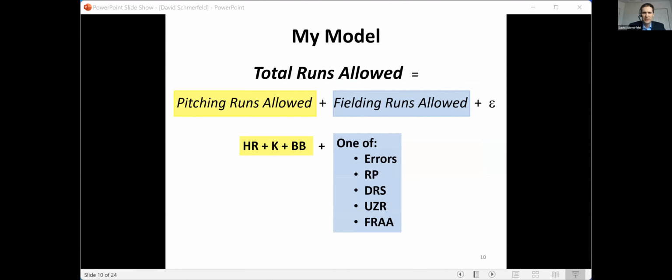The predictors are going to be runs allowed due to pitching, which I have highlighted in yellow. This is going to be home runs, strikeouts, walks, plus the runs allowed from fielding. Here I'm going to use one of several fielding statistics. I'll use either errors or one of the 4 advanced fielding statistics. So I'll make several different models, each one using a different fielding statistic, and compare them. This way we could see which of the advanced fielding statistics improves upon errors, which is the whole point.